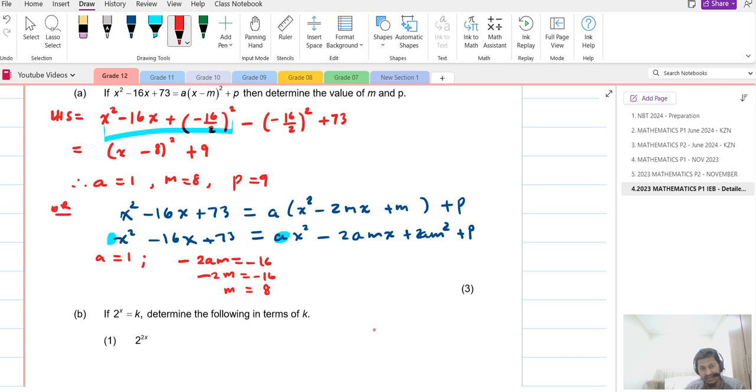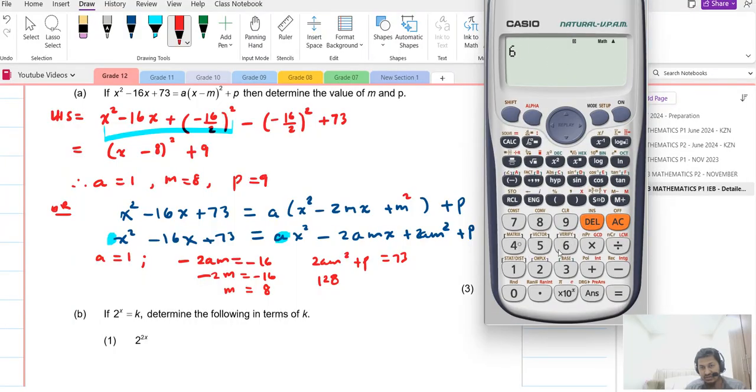So 2am squared plus p is equal to 73. So we know what a is and we know what m is. So we need to square the m. That's supposed to be a square there. Alright, so if you square the m, 8 squared is 64 times 2, that's 128. Check 64 times 2, that's 128. This whole plus p is equal to 73.